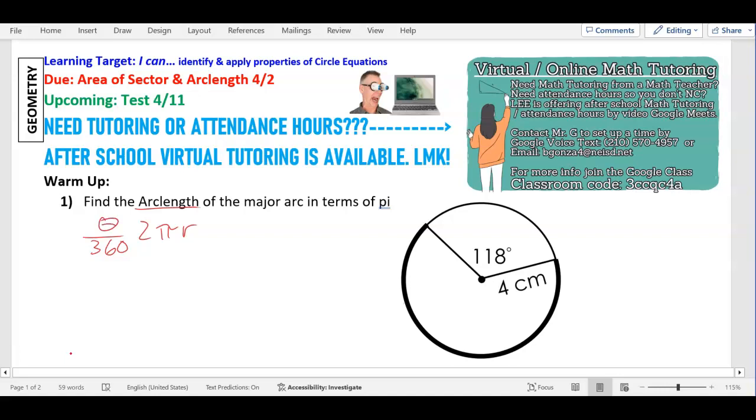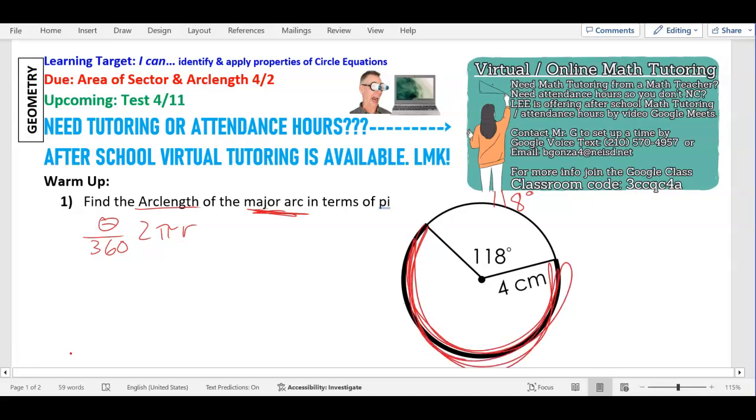But here's the thing. It says the major arc. It's the bold, thicker line. So you're not going to use 118, right? 118 goes out here, from the central angle. 118 is not theta, okay? I'm going this way, the major arc.